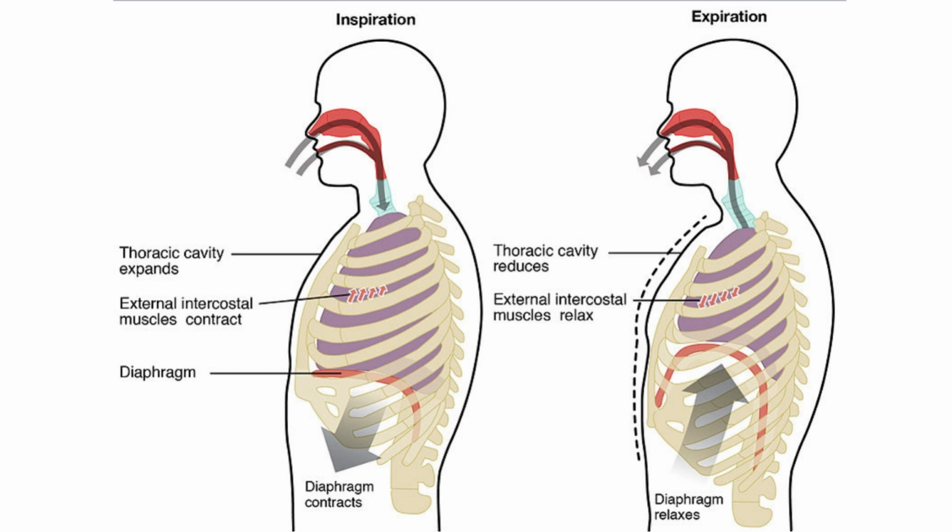However, in quiet breathing, expiration is a passive process. The volume of the thorax is decreased by relaxation of the diaphragm and external intercostal muscles. In deep breathing, expiration becomes an active process. A number of expiratory muscles, like internal intercostal and abdominal muscles, are involved in the active expiratory process.